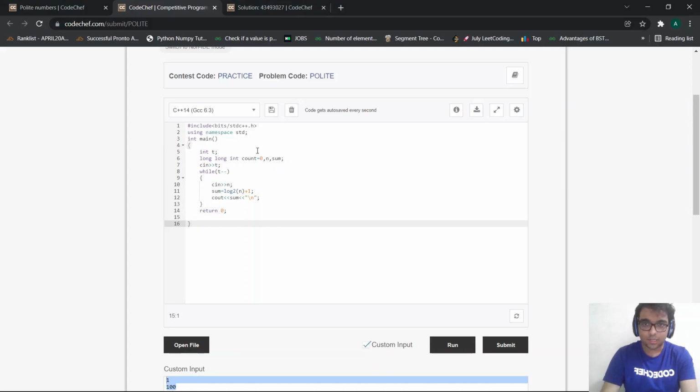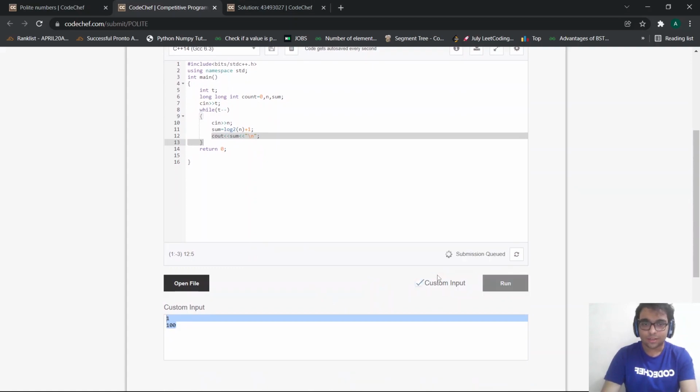Now let's try to understand the code for the following problem. Firstly, we included all the necessary header files. Then we declared all the variables and initialized the required variables. Then for the test cases, we simply input our n. Our answer is nothing but log n to the base 2 plus 1, as we discussed in the approach section, and then we printed our answer for each test case.